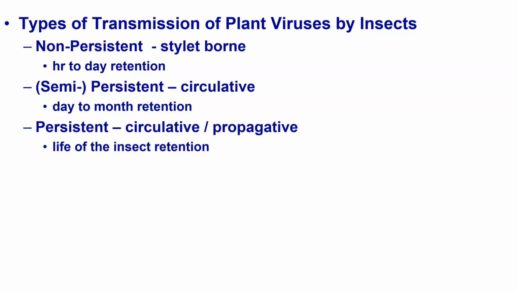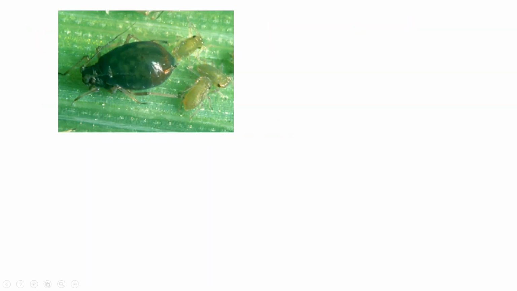Then we have persistent, which is circulative and propagative, which means it deals with the insect. It lives inside of the insect and it's able to stay inside of the insect, which means it's going to remain in the insect for the life of the insect. How long do insects live for? It really depends on a lot of different scenarios. When we're looking at the persistent type, we see a lifetime, different types of insects we have here.